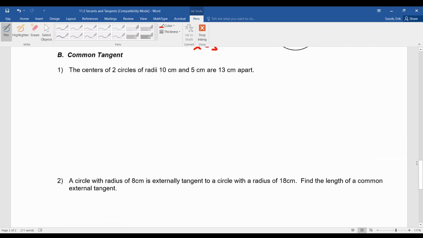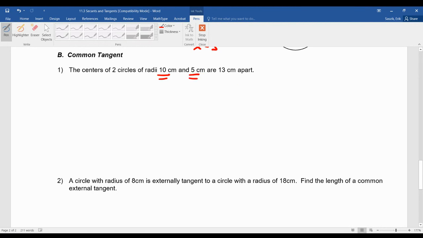All right, now we have 2 more types of problems. We have a common tangent problem, but there's 2 subtypes. There's an external tangent and an internal tangent. The first thing here, it says the centers of 2 circles of radii 10 and 5 are 13 centimeters apart. The centers are 13 centimeters apart.